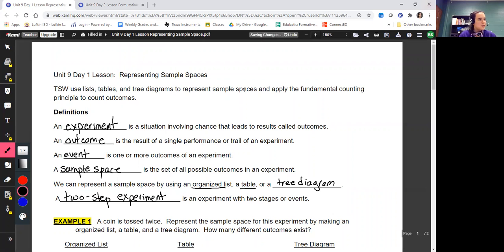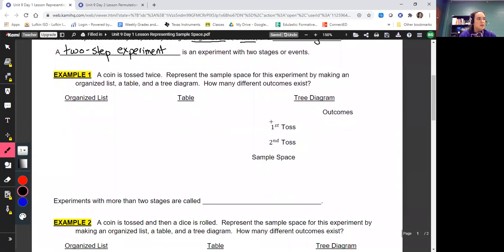And our first example of a two-step experiment is tossing a coin twice. So remember that when we toss a coin, there are two options for that toss. We have heads and we have tails. We want to represent those coin tosses using an organized list, a table, and a tree diagram, and figure out how many possible outcomes we have.